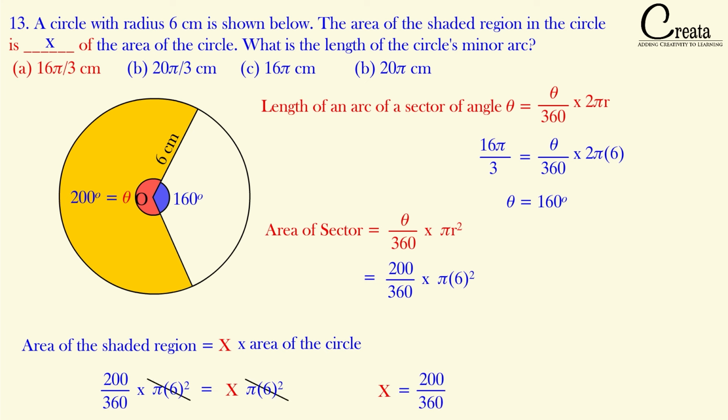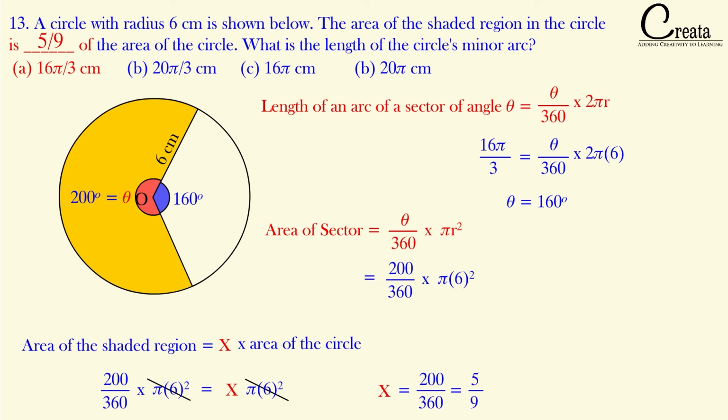We got x as 200 upon 360. Here let's cancel out. 0 0 will cancel out. On solving, we got x as 5 upon 9. So we got the answer of this question, or in the reverse order, the answer is 5 upon 9. The area of the shaded region in the circle is 5 upon 9 times the area of the circle. Got it? This is the missing part.